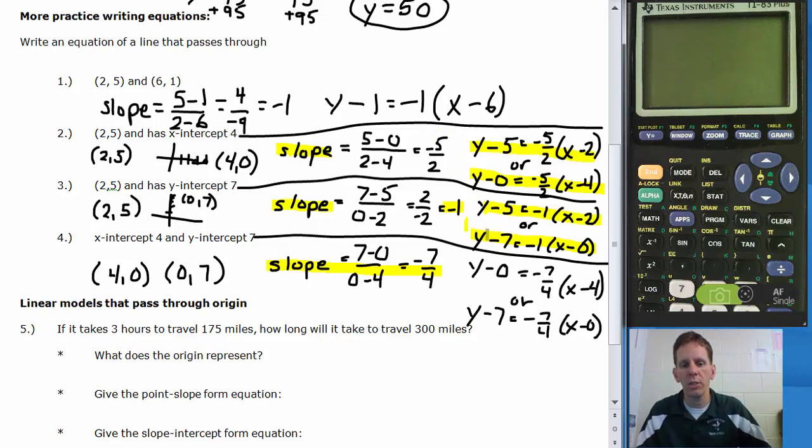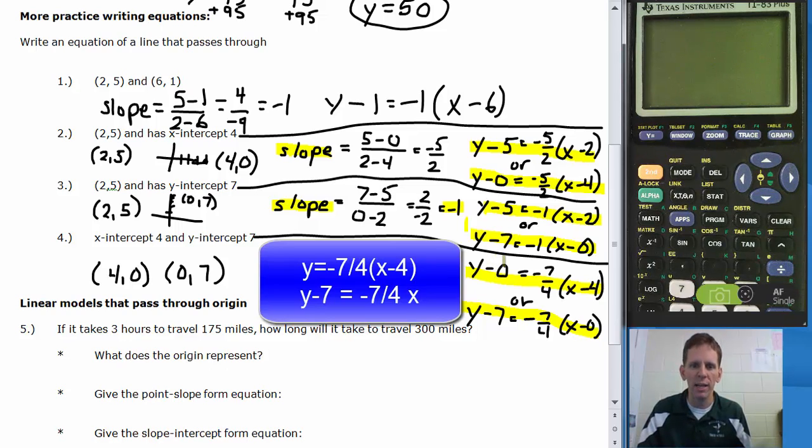When you write your equation, two options: y minus 0 equals negative 7/4 times (x minus 4), or y minus 7 equals negative 7/4 times (x minus 0). Again, if you see y minus 0, you could just say y. If you see x minus 0, you can just say x.